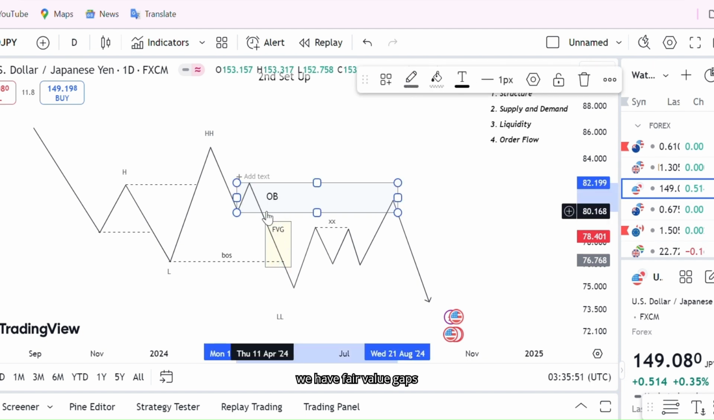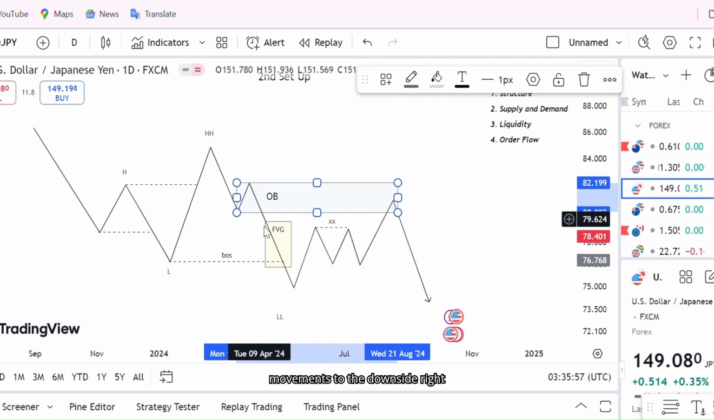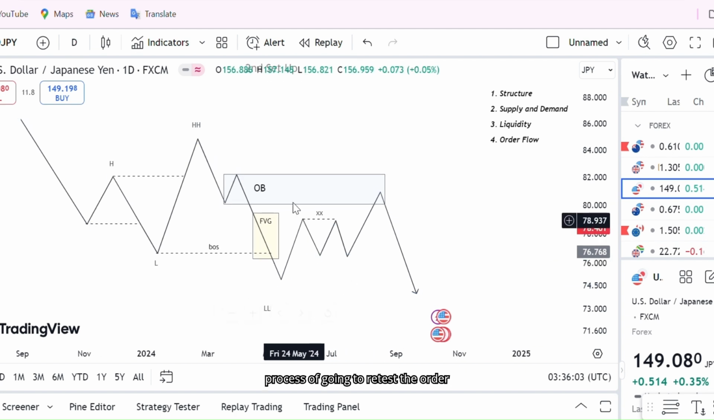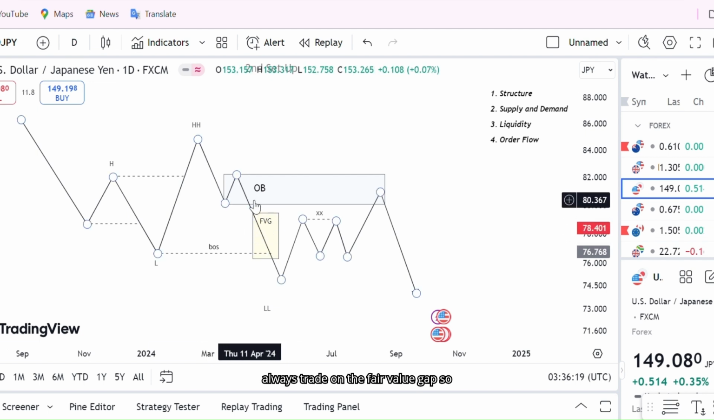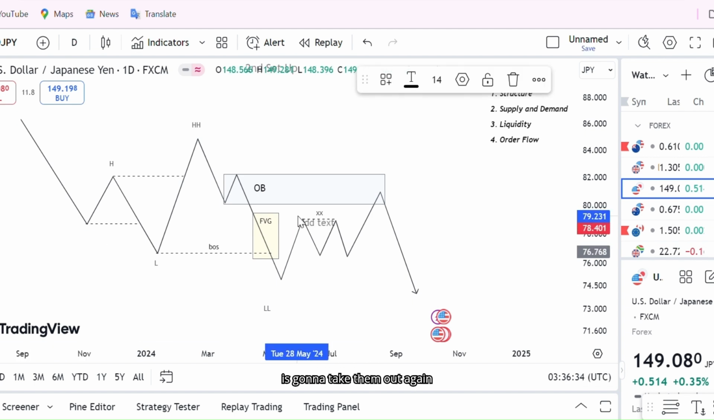So we have fair value gaps because there's going to be impulsive movements to the downside, right? But what's new is that in the process of going to retest the order block, we're going to form two highs, right? And those highs are trap zones, because a lot of traders always trade on the fair value gap. So they wait for the market to reach the fair value gap and then take a short. But now remember, this is a trap zone, because after forming these two highs the market is going to take them out again.